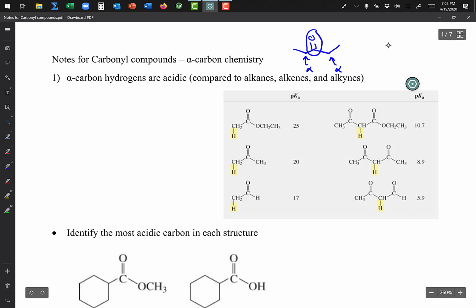And remember, for alcohols, the carbon isn't part of the functional group, so this is the alpha and this is the beta. So just keep that in mind: we're talking about alpha carbons, and the hydrogens in particular on alpha carbons are known to be acidic.